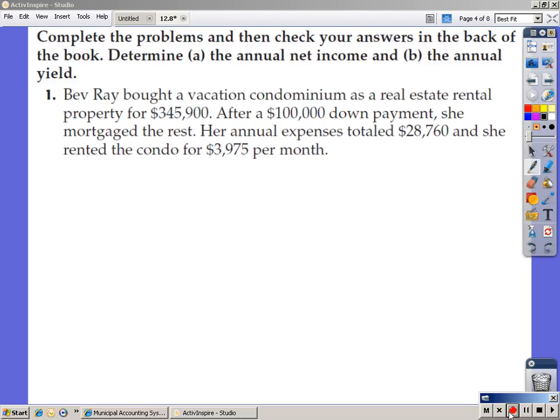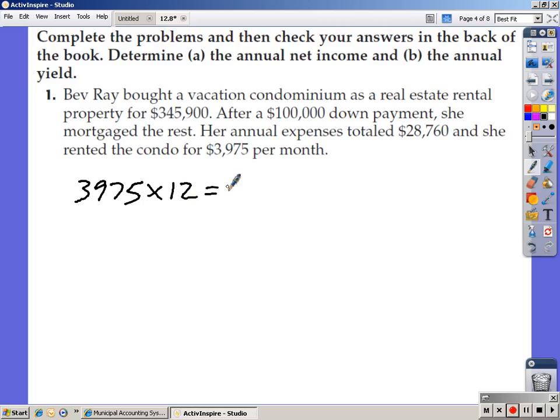Bevray bought a vacation condominium as a real estate rental property for $345,900. After a $100,000 down payment, she mortgaged the rest. Her annual expenses totaled $28,760, and she rented the condo for $3,975 a month, times 12 months.